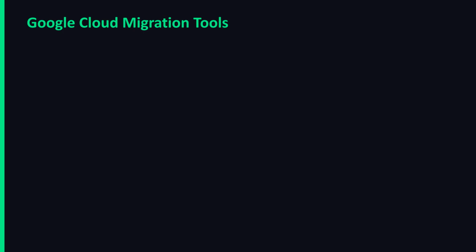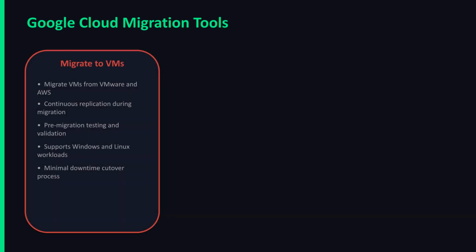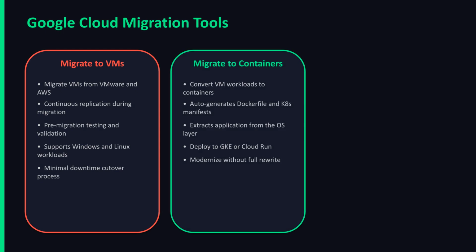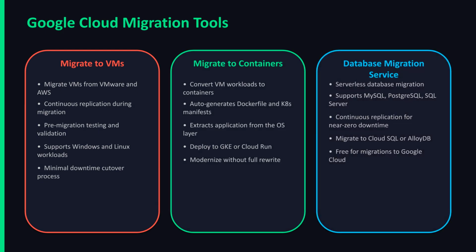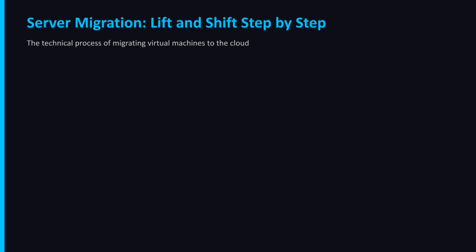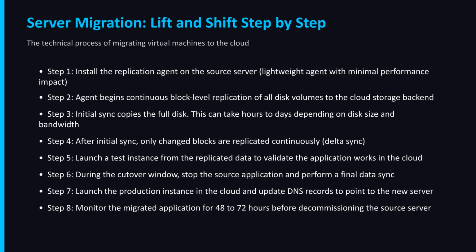Google Cloud offers specific solutions for modernization. Use Migrate to VMs for virtual machine relocation, Migrate to Containers to help modernize legacy applications, and their Database Migration Service, which provides a serverless approach for moving your databases to Cloud SQL or AlloyDB. Executing a lift and shift involves a systematic 8-step process. This starts with installing a replication agent, moving through block-level synchronization, and culminating in a cutover, where DNS records are updated to point to your new cloud-based production environment.